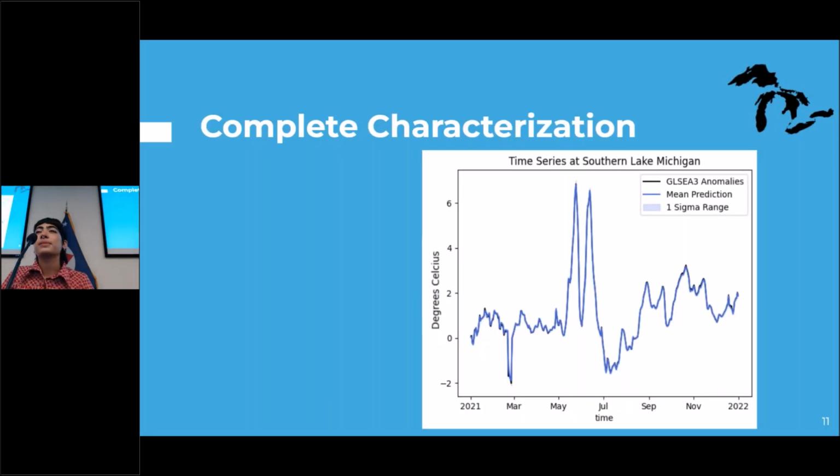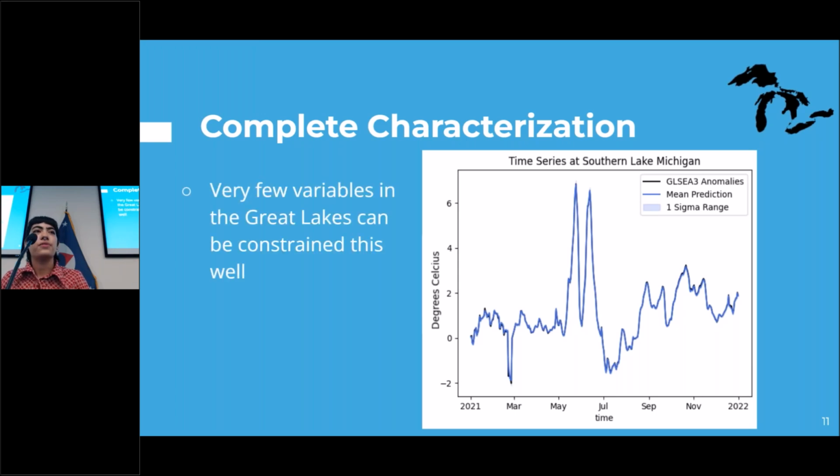So we saw a complete characterization. In black, we have the ground truth, the actual numbers of the GLC anomalies across a time series of Southern Lake Michigan through a test year of 2021. And we have the mean prediction in blue with a prediction envelope of 1 standard deviation. We could see these lines are exactly on top of each other. If I told you there were 2 lines, you wouldn't know. So this is a complete characterization of the data because we provided so much.